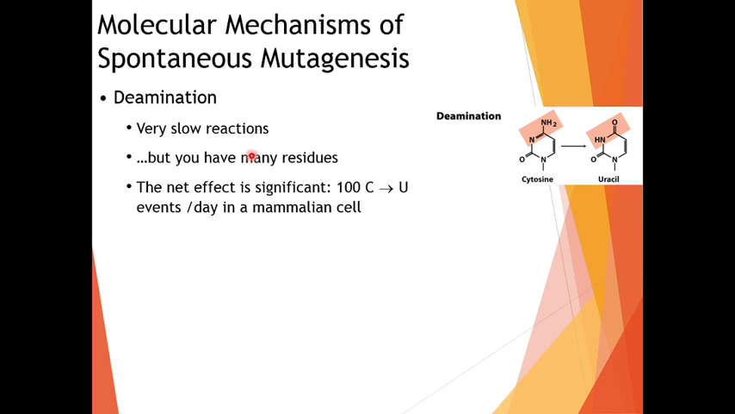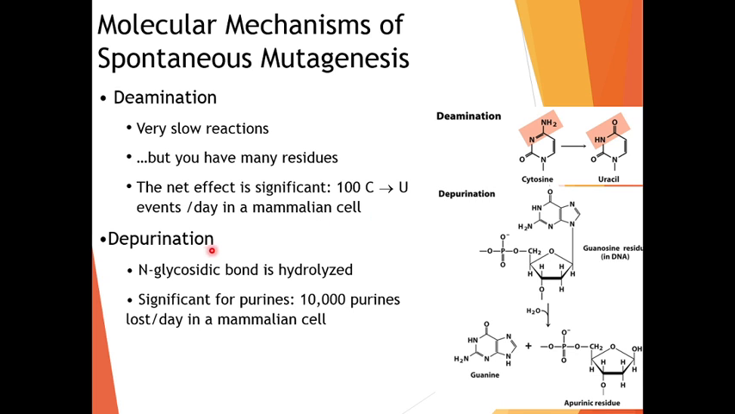These are very slow reactions, but you have many residues in DNA. So mutation of one specific base is good enough to have a mutation in the translating protein. The net effect is significant because of this. There are about 100 cytosine to uracil events that happen every day in a mammalian cell. That's a lot.